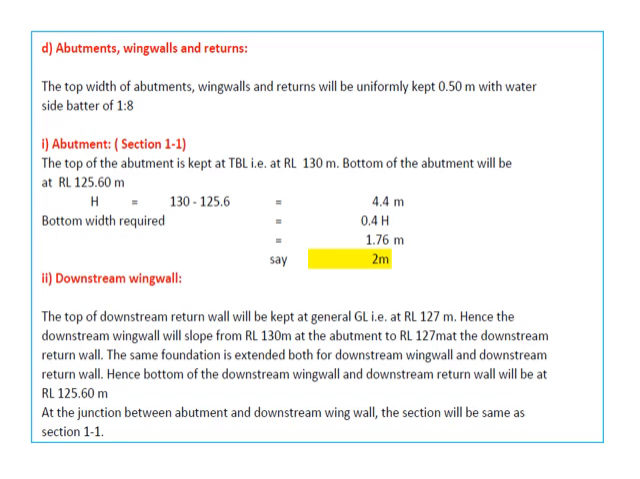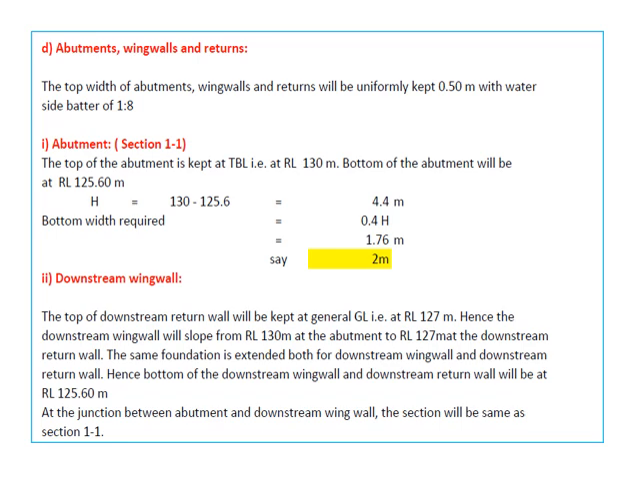So bottom width is given by a simple thumb rule: it is always 0.4 times the height. You know that the bottom of the abutment is kept at 125.6, which we have already decided. Water side batter is always kept at 1 is to 8. So the height of the abutment is 130 minus 125.6, because the top of the abutment is kept at 130 and the bottom is kept at 125.6. Therefore bottom width is 0.4 times h, which comes to 2 meters.